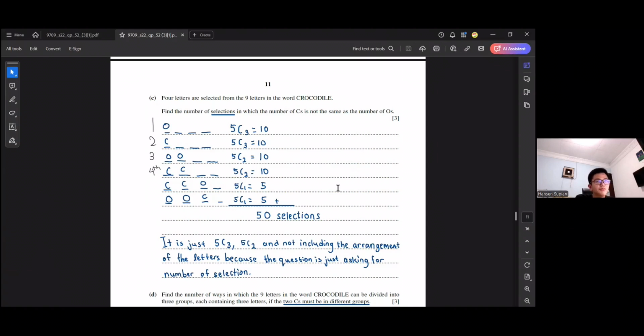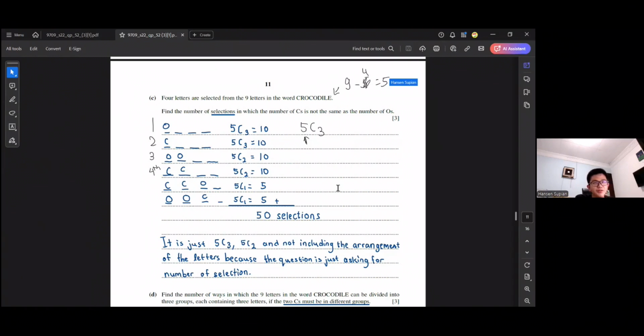Because we want to find the number of selections, we don't need to know the arrangement, and we will just use 5 choose 3, or 5 combination 3. Why 5? Because the remaining letters that we will be using, aside from C or O, are just 5. There are 9 letters here, so 9 minus 4 equals 5.